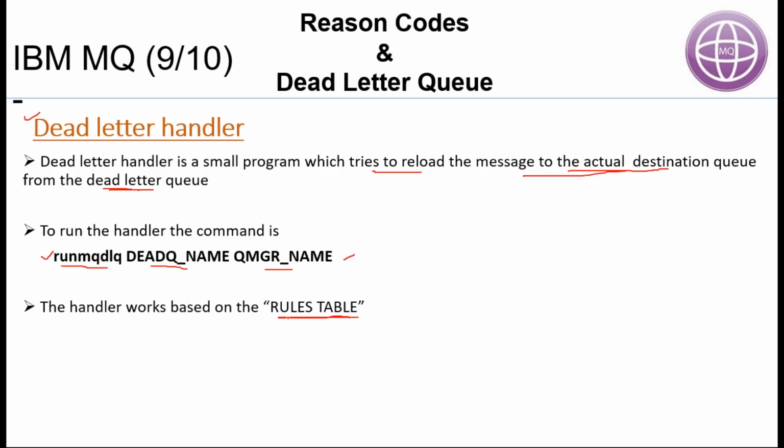Now, what is this rules table? What is the syntax for this rule? What do we have to exactly write? We are going to discuss all of that in some time. But right now, just remember, when we run the runmqdlq command, it will give a prompt to enter the rules in a rules table, so we have to manually write down the rule. Based on that, the dead letter handler will start pushing the messages to the destination queues.